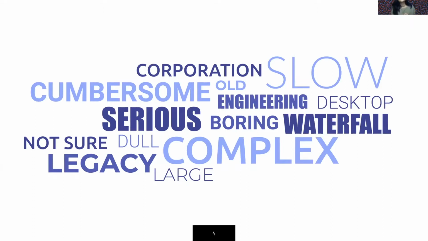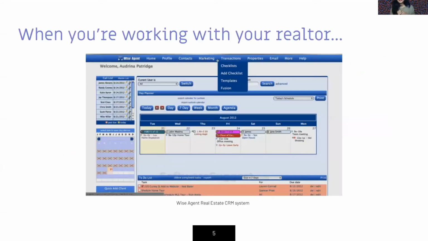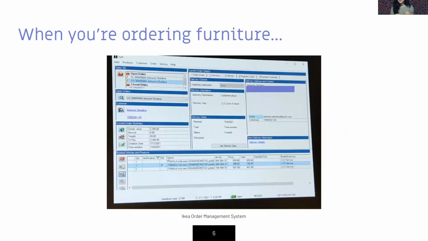When you're working with your realtor, for example, there are certain types of applications that they use in order to make sure that you get your name on the deed. If you're buying furniture for your house, your IKEA customer service representative will be using enterprise software to make sure that the furniture gets from whichever warehouse it's currently stocked at and ends up either in the store or in your house.